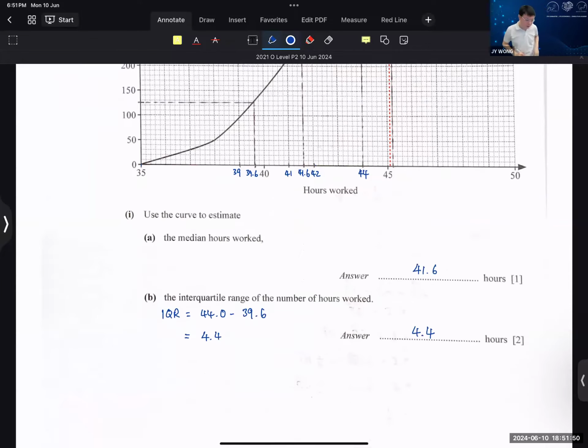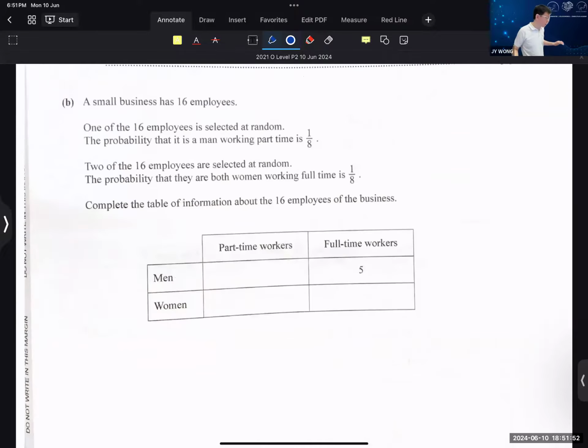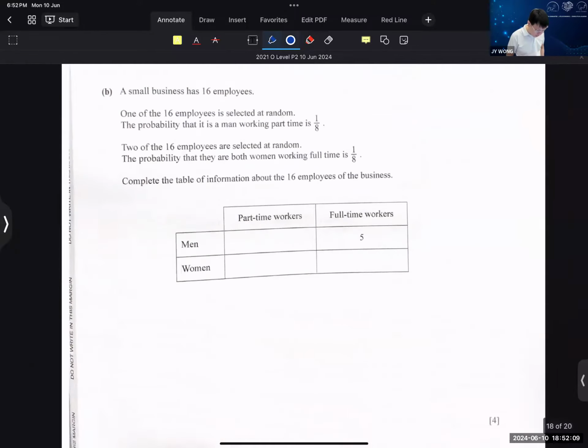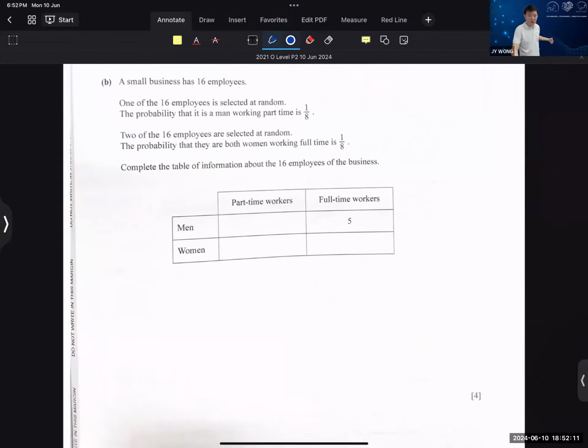A small business has 16 employees. One of the employees is selected at random. The probability that it is a man working part-time is 1 out of 8. 2 employees selected at random. The probability both are women working full-time is 1 out of 8. Complete the table with the 16 employees. And you notice that is 4 marks. Looks deceptively simple, but it's 4 marks. I actually have no idea how they mark this one. I'm a little bit curious.